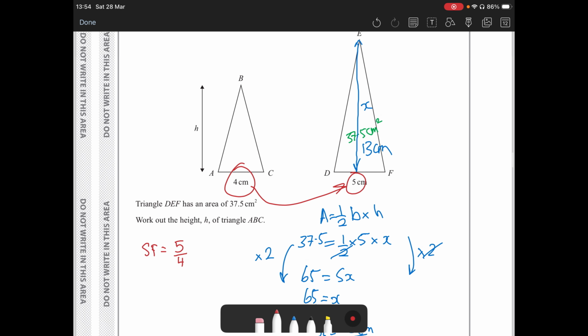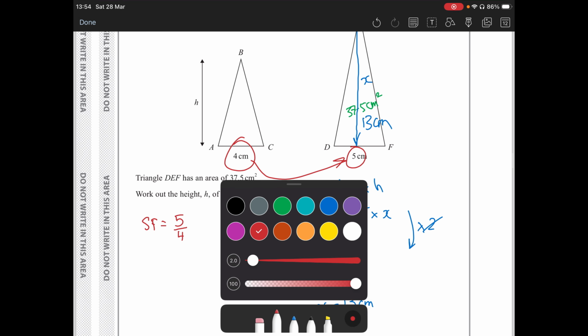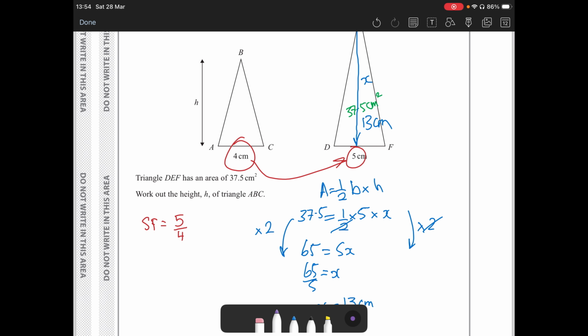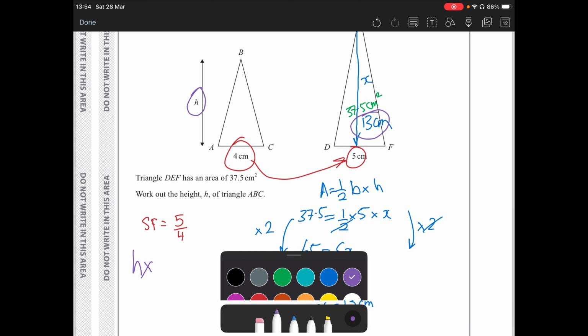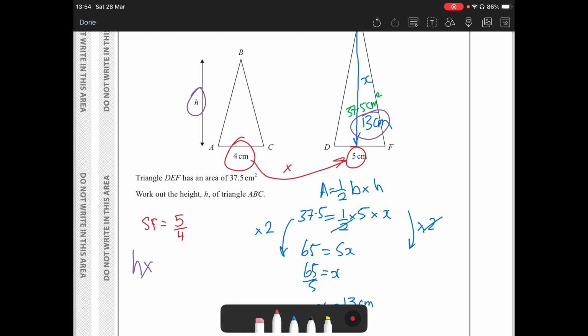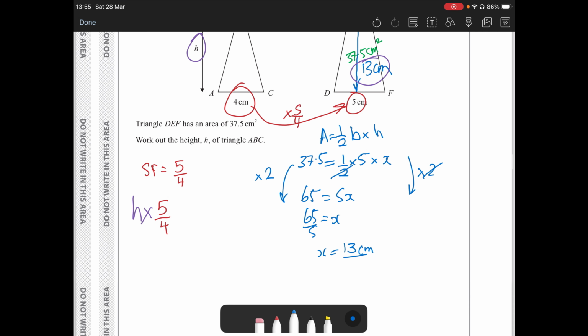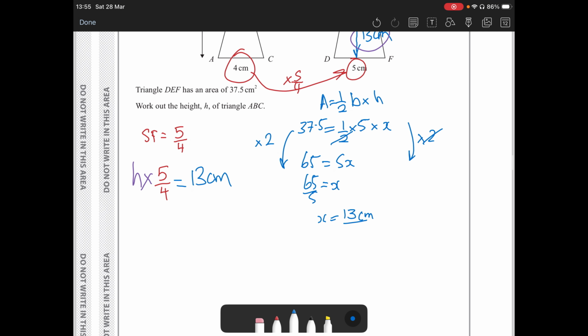So I know my last bit of working now. I'm thinking about the relationship of both heights here. Usually to go from here to here, you would take H and multiply it by the scale factor. What I'd do is multiply it by 5/4, and as a result I would get my new length, which is 13 centimeters. Well, I'd get a bigger length, yeah? So basically, our job now is to solve this.